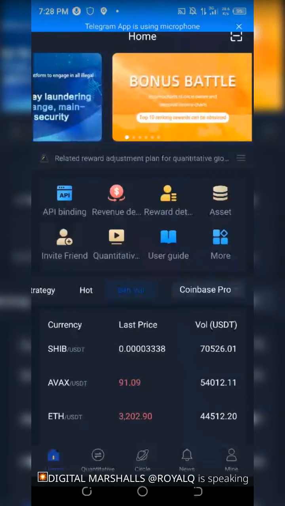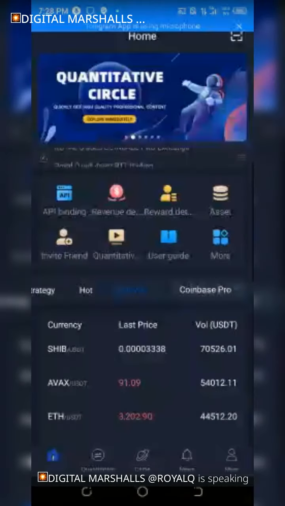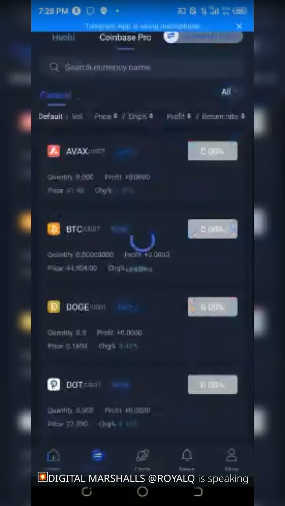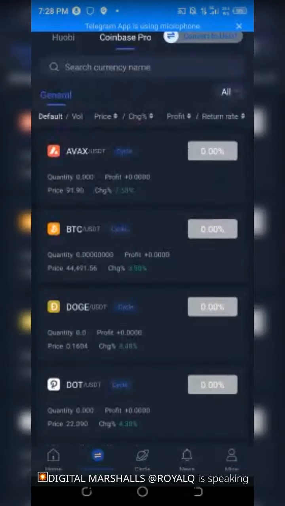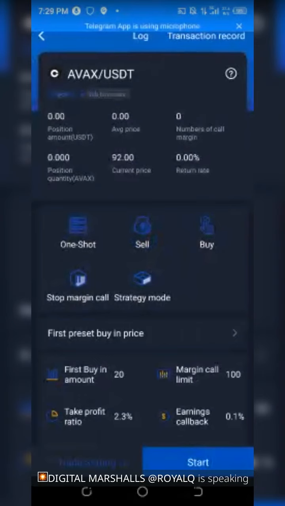This is one of the ways I set my trades. You go to quantitative. You look at the bottom of your Royal Q app. You tap on quantitative. Then you search for AVAX. I told you we are going to trade AVAX, Shiba, Solana. This same strategy, you can copy and use it to trade the other coins. So we tap on AVAX. Then the next place we go is trade settings. You tap on trade settings.